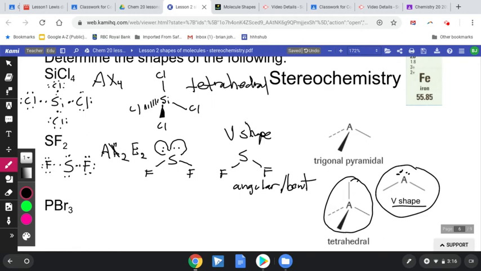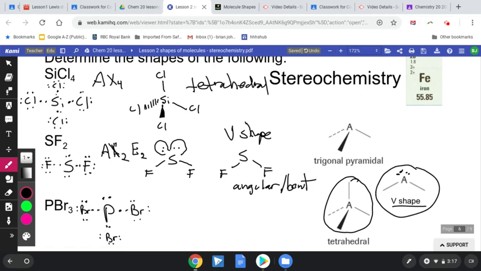Okay, PBr3. So Lewis diagram for PBr3. Phosphorus is in the same family as nitrogen, family 15, or 5 electrons in its valence, and each bromine has 7. 1 bonding and 3 lone pairs, for each bromine. Okay, we've satisfied the octet rule. Phosphorus has 8. All the bromines have 8.